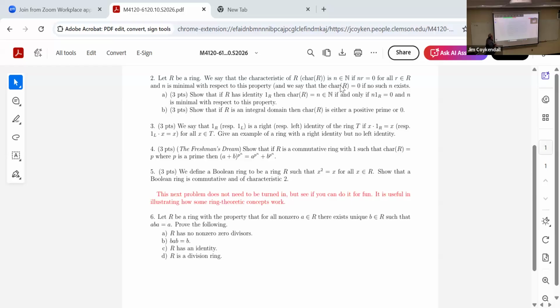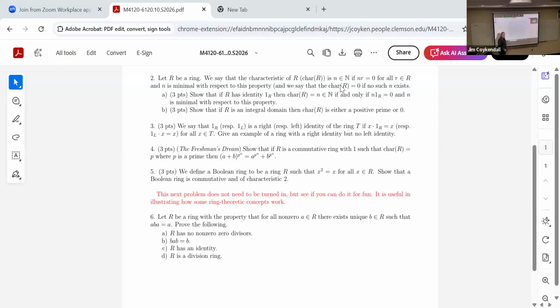Number three, we say that 1R, respectively 1L, is a right identity if X times 1 is X. So whenever you multiply X on the right by this, you get X back, for all X in R. Give an example of a ring that has a right identity but no left identity. I would look at subrings of matrix rings for this one.